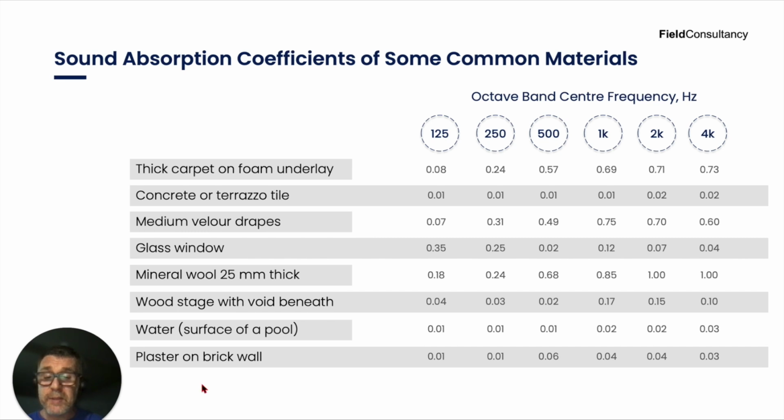If we consider plaster on a brick wall, we've got a slightly more porous material that's been layered on over a brick wall. So we're getting slightly more sound absorption at the mid to high frequencies from that plaster coating than we would over a hard reflective surface finish, which would be the bare brick wall.